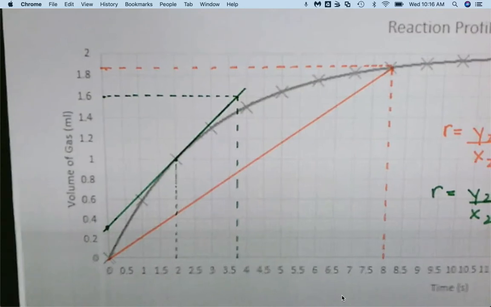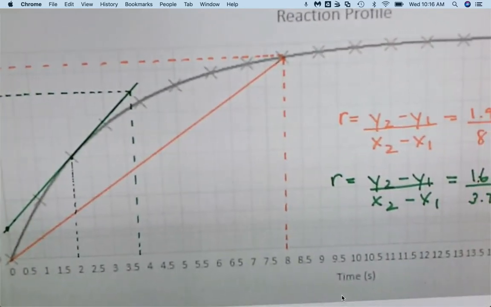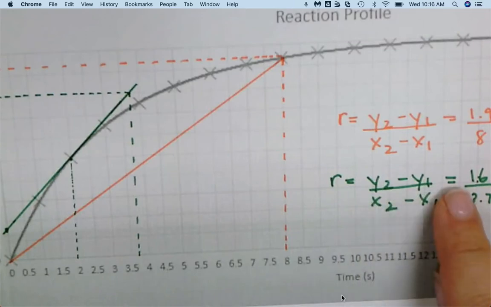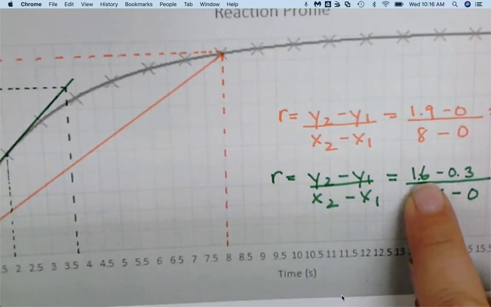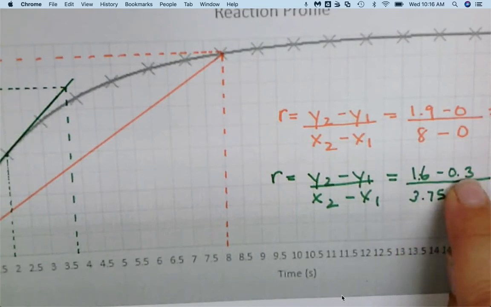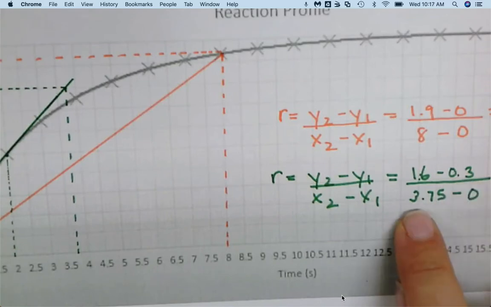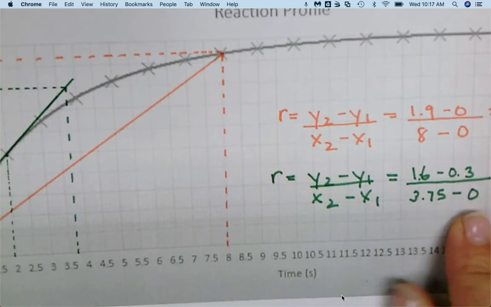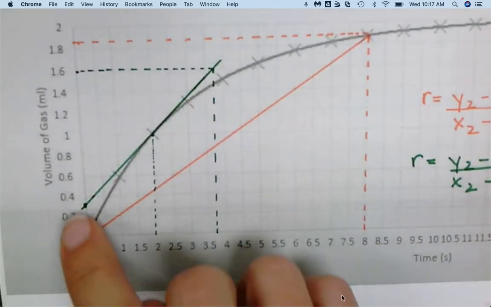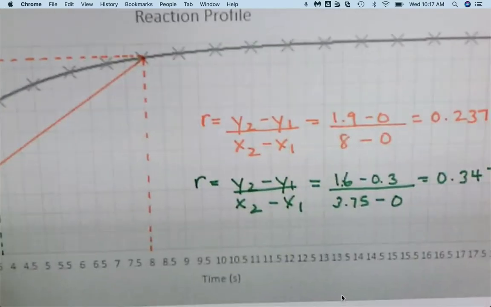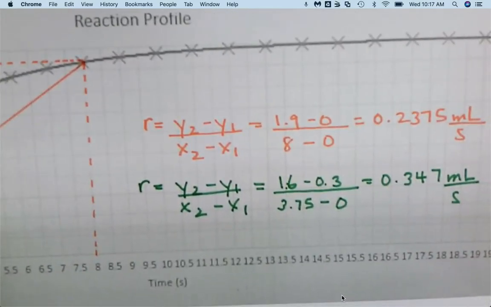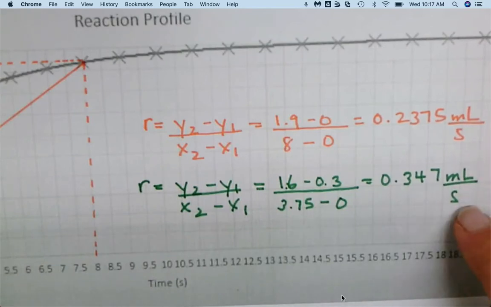I do the same equation that I did before in terms of calculating the slope. So I take y2 minus y1 over x2 minus x1. We can see the values are 1.6 minus 0.3. That's where the volume went to, and this is where it started in terms of that tangent line. And then it was 3.75 minus 0. Again, we're getting those values right from where we stopped and started that tangent line. When I do that calculation, we end up with a value of 3.74 milliliters per second.